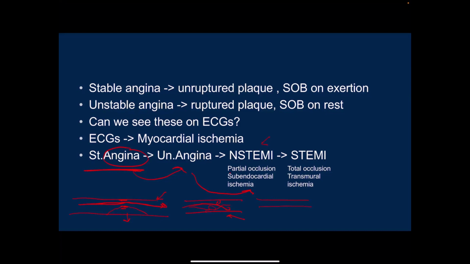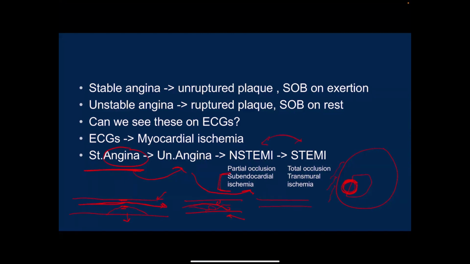In an NSTEMI is where we start seeing ischemia in the actual tissue of the heart muscle. So you have subendocardial ischemia. So you have the heart. This is a chamber. Subendocardial ischemia is this part over here. Why? Because the coronary arteries are on the outside. So when you have reduced blood flow or occlusions in the coronary arteries, the first part to get affected is the innermost part of the muscle because it's the furthest from the blood supply. So an NSTEMI is when you have a partial occlusion in the blood vessels, which leads to subendocardial ischemia, okay?